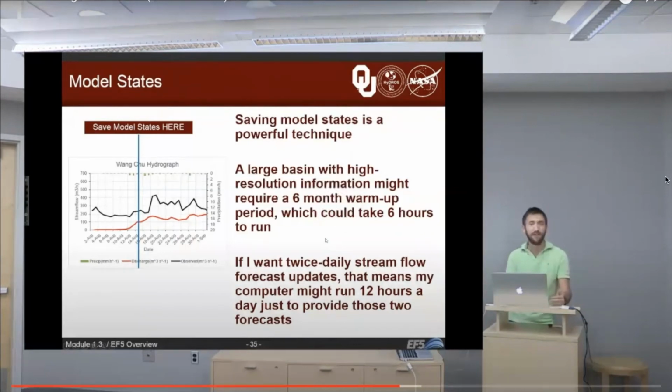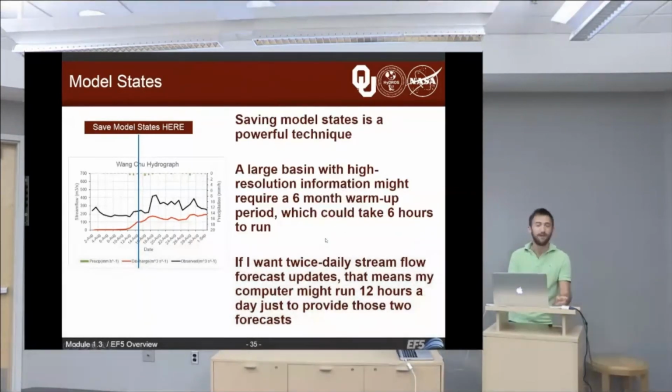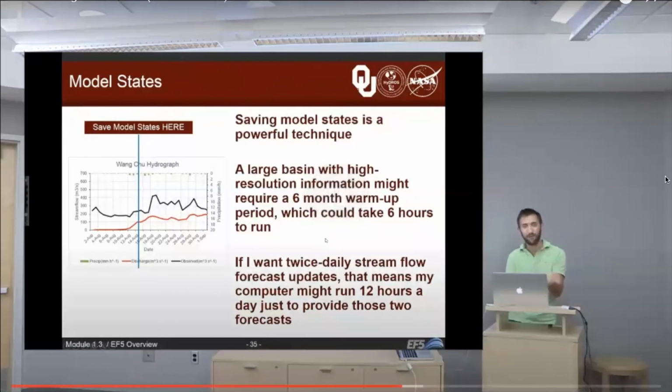So let's say that I've been running this model over Asia every day for the last 2 years, and I know that it requires a warm-up period of 6 months. If I didn't have model states, I'd have to be running that model through 6 months' worth.